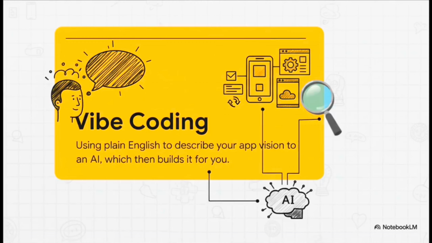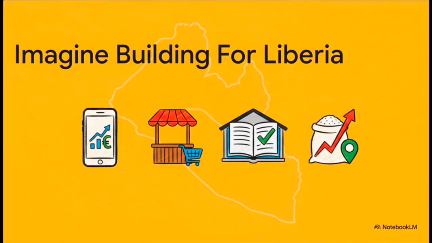It's really more about clear communication than it is about code. And this is where it gets really exciting, right? Forget about generic apps. Think local. I mean, imagine a mobile money tracker that actually understands Orange Money and MTN Momo. Or what about a digital marketplace for all the vendors down at Waterside Market? You could even build a tool for farmers to check rice prices across different counties. These are real solutions for real Liberian problems.